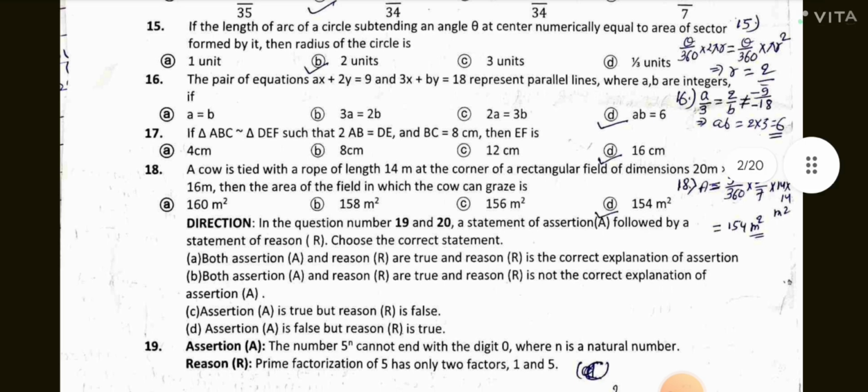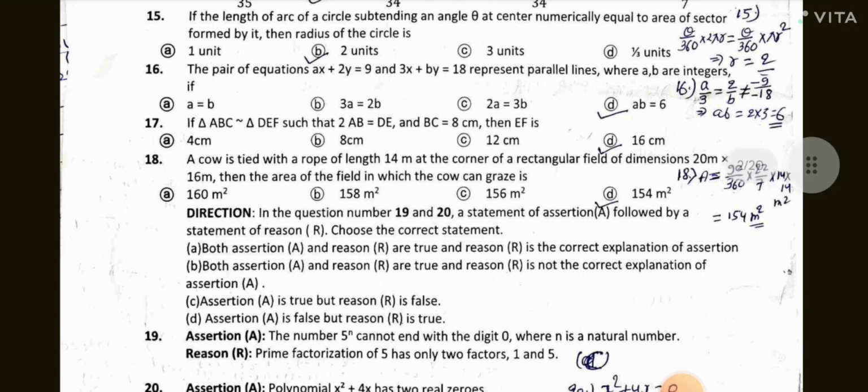And c1 means minus 9, c2 means minus 18. If we take a by 3 equal to 2 by b not equal to minus 9 by 18, and if we take a by 3 equal to 2 by b, by cross multiplication we will find ab equal to 6. So the right option is D, ab equal to 6.